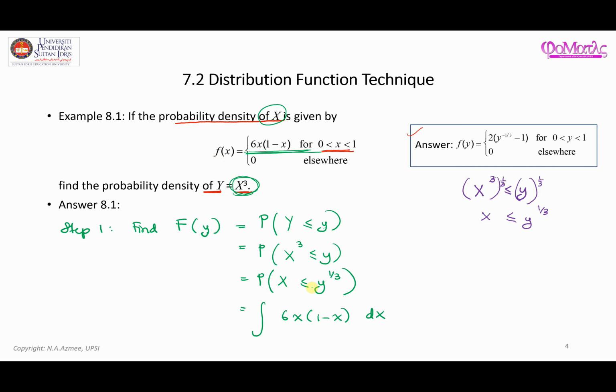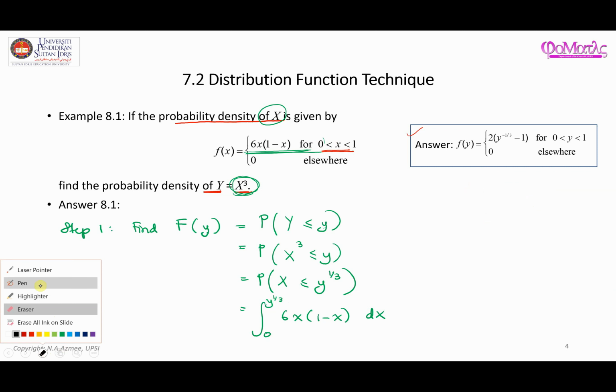So here is less than or equal. This one here is going to be the upper limit, y to the 1 over 3, and the lower limit is going to be 0. You can see that x is between 0 and 1. So that's the process, and we're going to do this process right now. Let me just erase this part. I'm going to continue the process next to it.